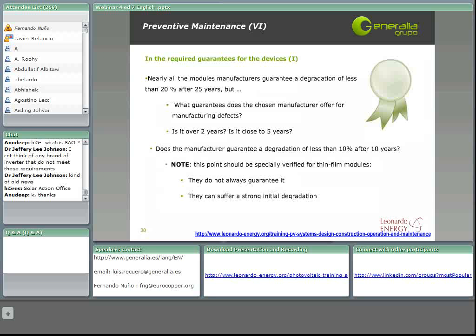Also, some manufacturers guarantee a degradation of less than 10% after 10 years. So, this is better for the performance of our plant than just the simple guarantee of having a degradation of less than 20% after 25 years. We have to check with the manufacturer if he is offering this kind of guarantee also.